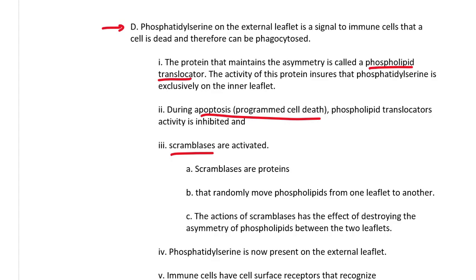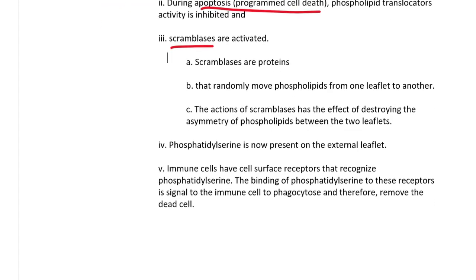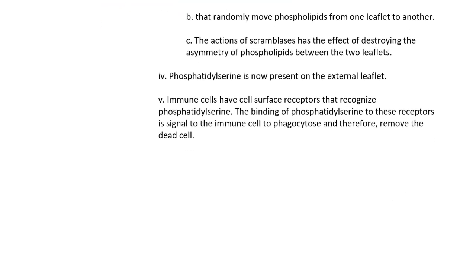So during programmed cell death, you shut down the organizer, which is the phospholipid translocator, and you activate the shuffler, scramblases. Because if you have them both active at the same time, you're just wasting energy because the two processes are working against each other. So it's like nothing is getting done. Phosphatidylserine is present on the external leaflet through the actions of scramblase.